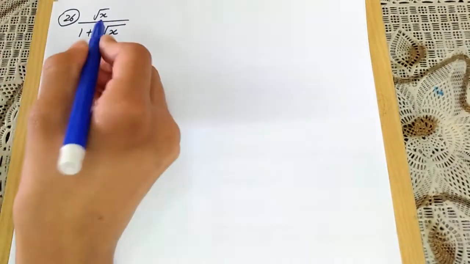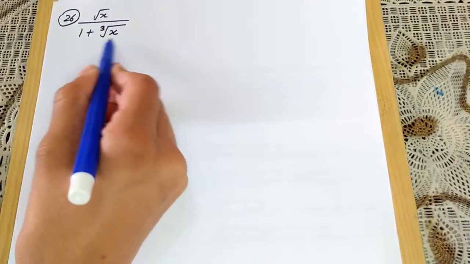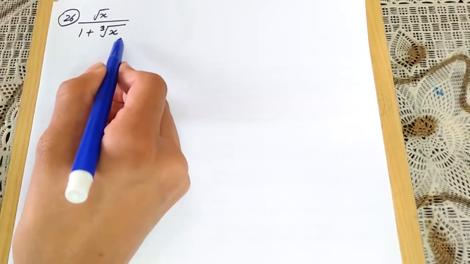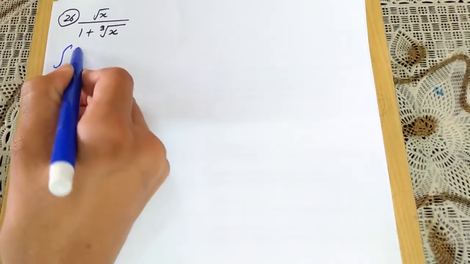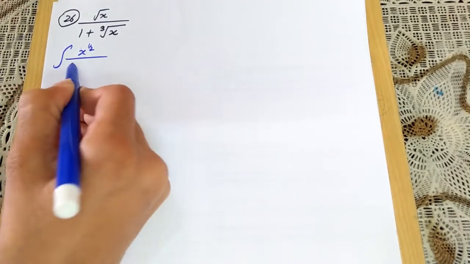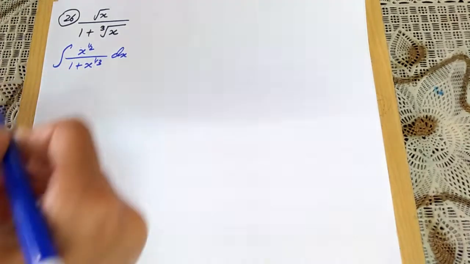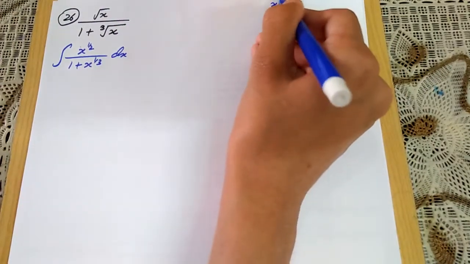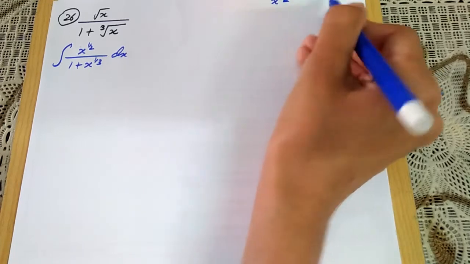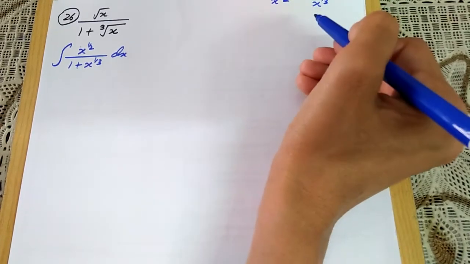Question number 26 is, we need to integrate square root of x over 1 plus cube root of x. This is basically x raised to power 1 over 2 divided by 1 plus x raised to power 1 over 3 dx. We need to integrate it. Here we have one of the powers as x raised to power 1 over 2 and the other power is x raised to power 1 over 3.